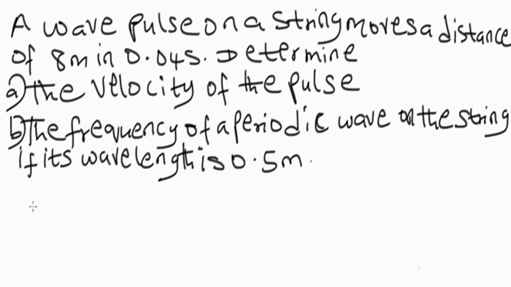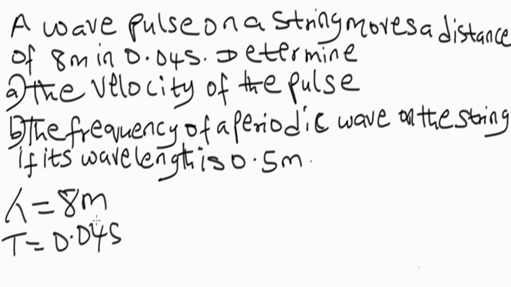So let's get the parameters, very important. In the question, we have the wavelength, which is lambda, to be 8 meters. We have the time period to be 0.04 seconds. We are asked to find the velocity. V is unknown, so we're going to apply this formula: V equals frequency times lambda, that's wavelength, and we all know that frequency is the inverse of time.